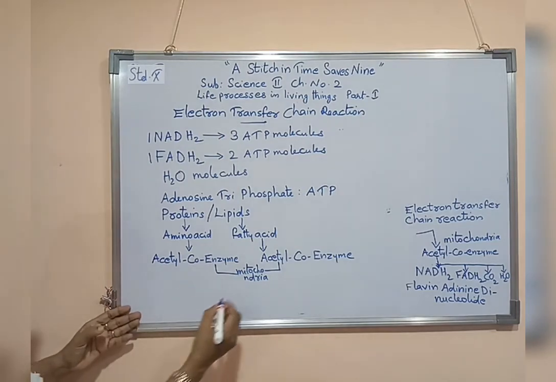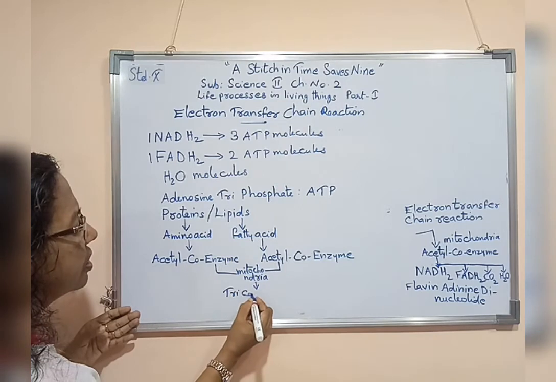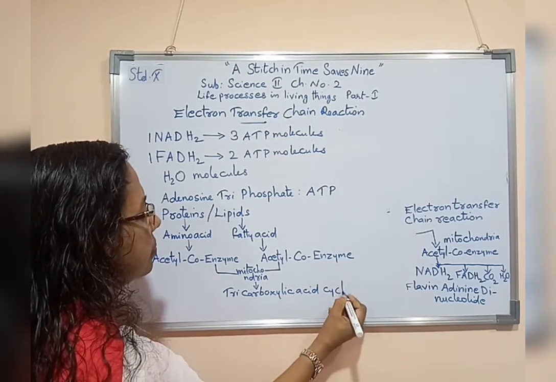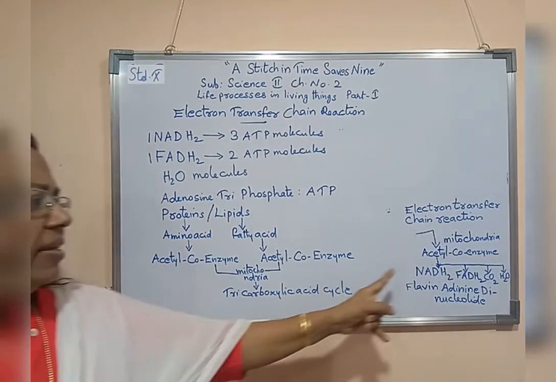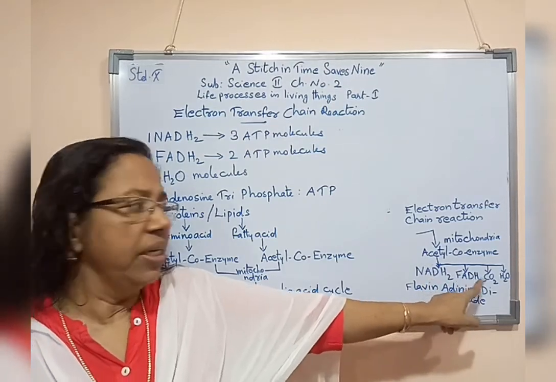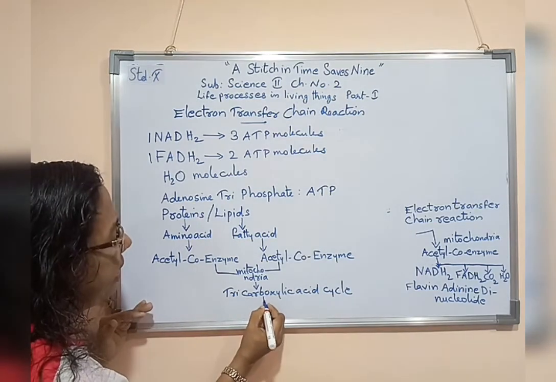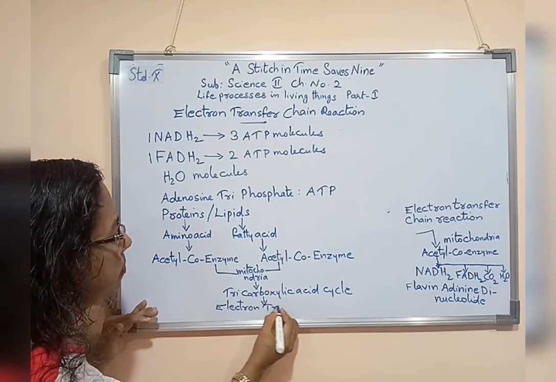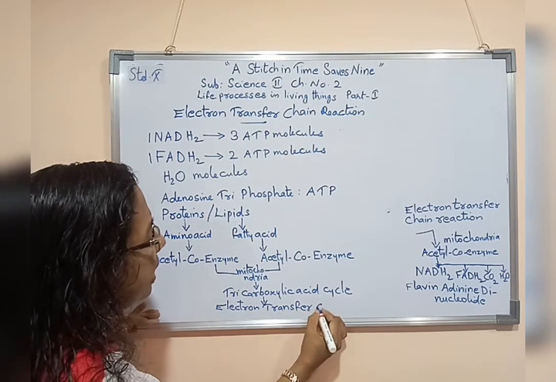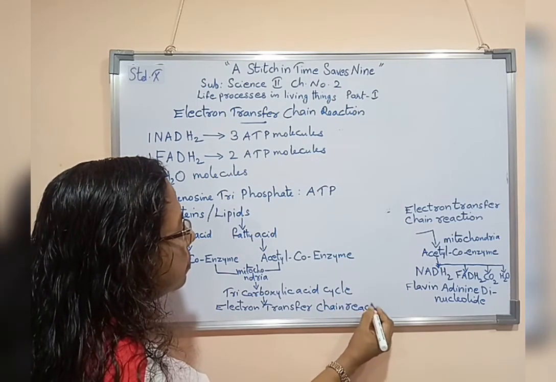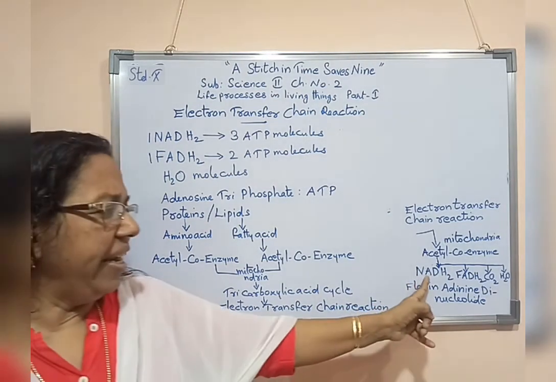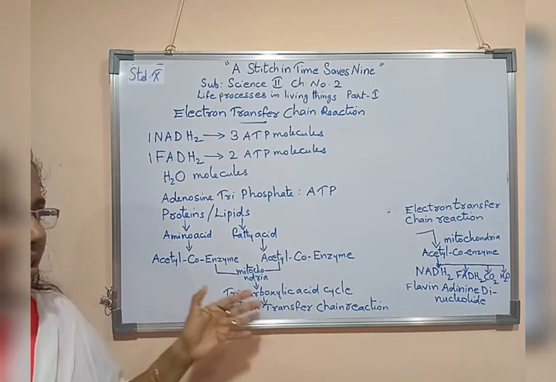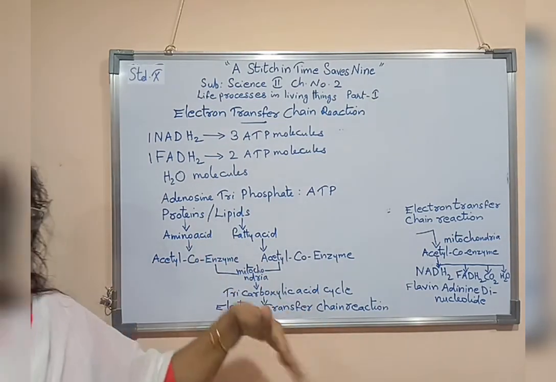Then inside the mitochondria there will be the tricarboxylic acid cycle. After that, as we already studied, there will be the formation of NADH2, FADH2, CO2, then H2O. After that, again there will be another process, known as electron transfer chain reaction. There, conversion of NADH2 to ATP molecules, then FADH2 to energy molecules. Along with that, water will be there. Even in the process, the production of carbon dioxide also will be there. So, the same process occurs again and again.